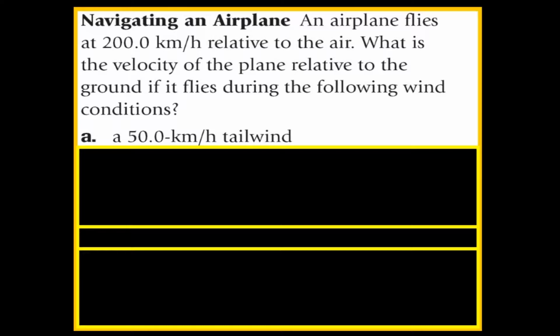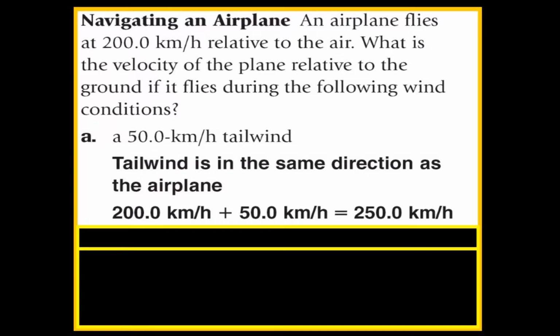Now, the airspeed is 200 kilometers per hour. The tailwind is 50 kilometers per hour. Now, the speed relative to the air, again, is 200 kilometers per hour. But I want to know, what is the ground speed? What is the actual velocity of the plane relative to the ground?